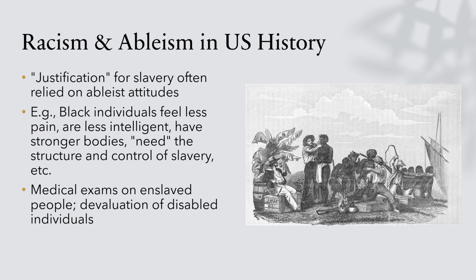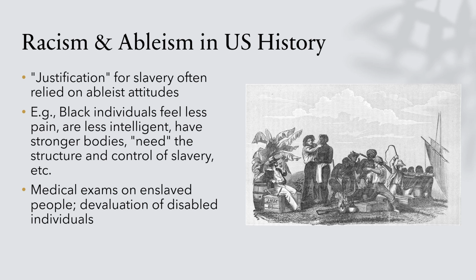So we saw a lot of stereotypes during the slavery period that Black individuals feel less physical pain or are less intelligent or have stronger bodies. There were even people saying things like that Black individuals need the structure and control of slavery. Obviously, these are absolutely horrible, atrocious things. There was a lot of medical experimentation happening on enslaved individuals, and just this massive devaluation of disabled people, especially enslaved individuals who became disabled. The hardships and the abuses that people were facing in that situation were absolutely just unspeakable offenses.